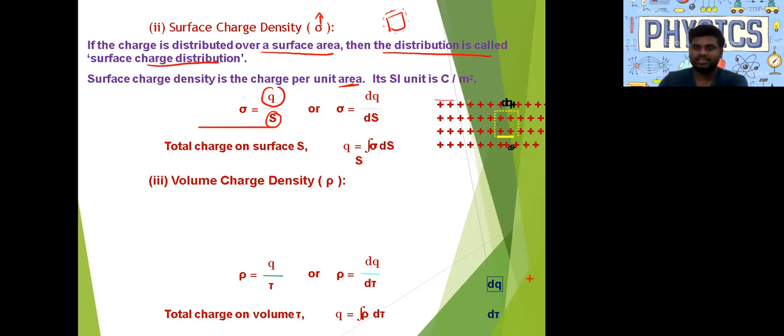Same here, you take this area. In this area, a small part has charge dq and a small area ds. Again, Q is equal to the integration of sigma ds.